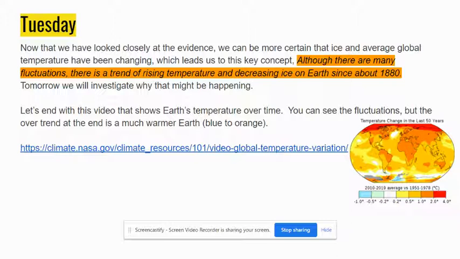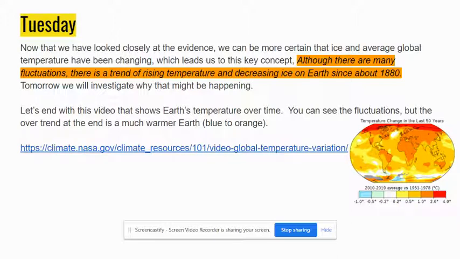All right, so now that we've looked closely at the evidence, we can be more certain that ice and average global temperatures have been changing, which leads us to this key concept. Although there are many fluctuations, there is a trend of rising temperature and decreasing ice on Earth since about 1880. Tomorrow we will investigate why that might be happening.